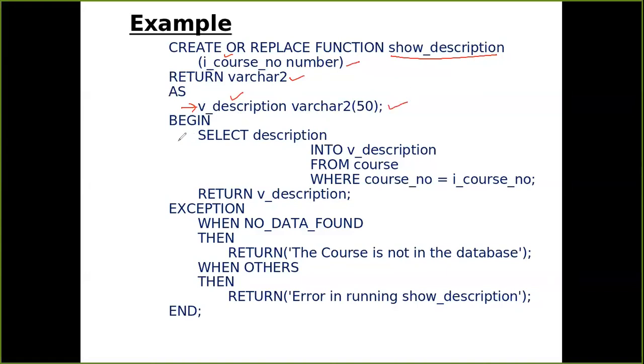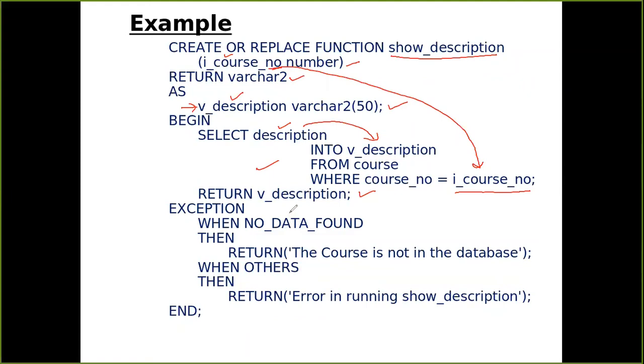In the begin statement, I will write select description into v_description. This is the name of the column, and whatever is written in that column is transferred to the variable v_description from course where course_number is equal to i_course_number. Whatever I pass as an argument in the function call is transferred here, and this query will be executed according to that value, and it will return v_description.